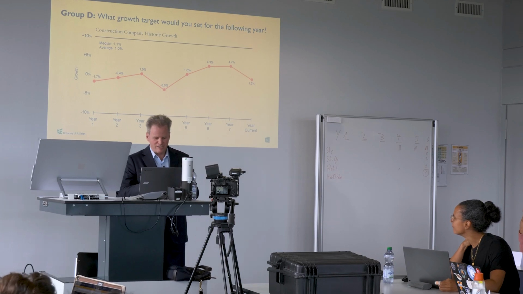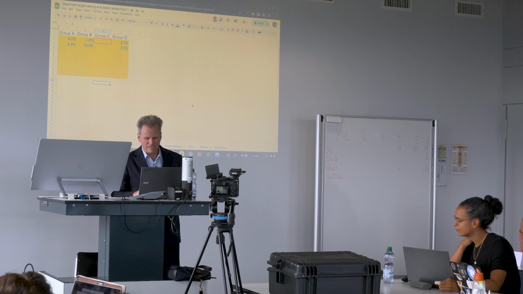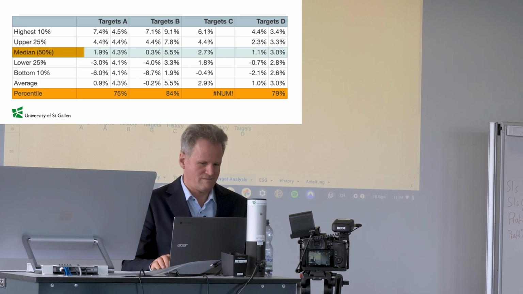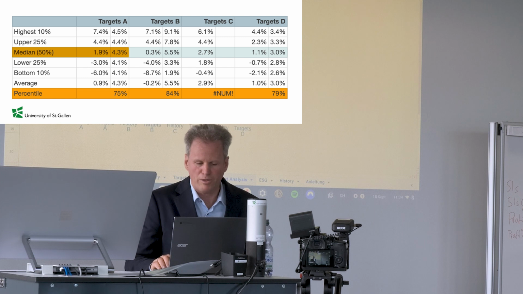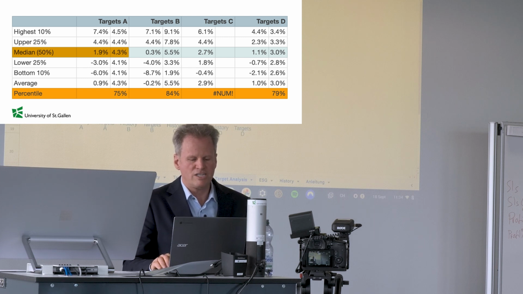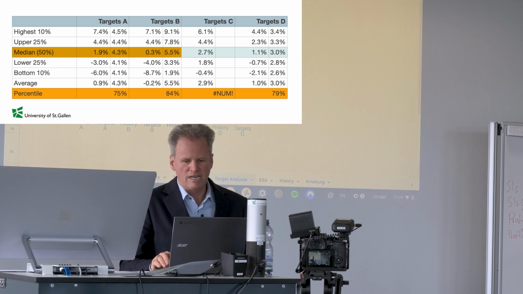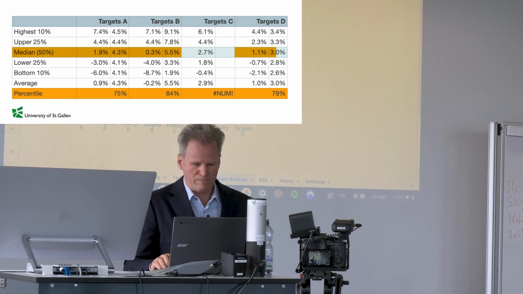And I'm now really curious to see what the result is of your target compared to the history. Very good. Ooh, I'm really relieved. The median was 1.9 for the group A, and you negotiated a median target of 4.3. For group B, 0.3 was the median. You negotiated 5.5 median. And group D, you had a median of 1.1 and you negotiated a target of 3%.